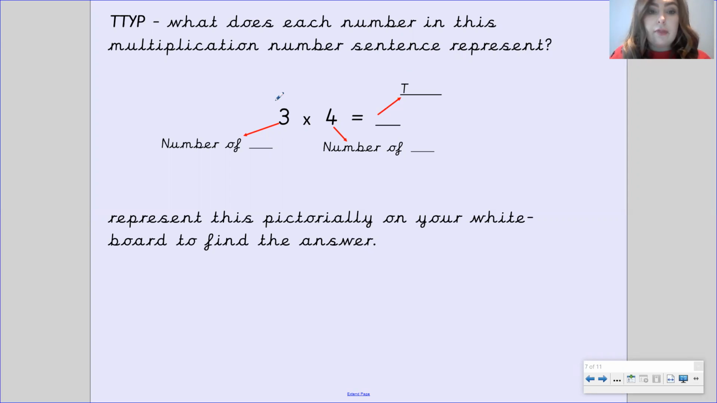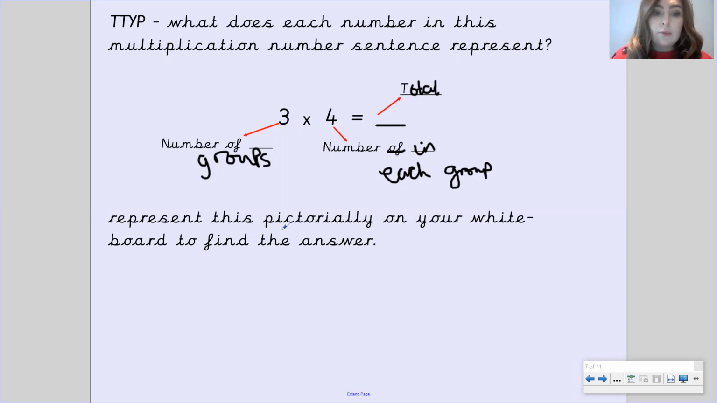Well done if you got that. 3 is the number of groups that you have. The 4 is the number in each group. And that here would be the total.